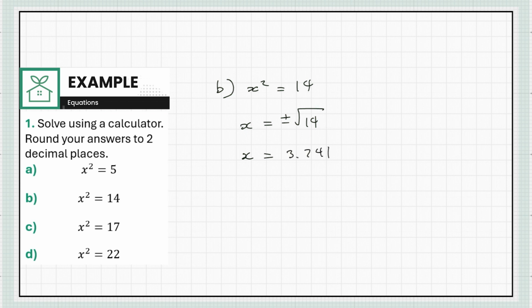Now, because of this, we're going to round it to its nearest second decimal place, which is here. Here's our critical digit. Our critical digit is a 1. Because of that, we're going to drop everything past this point. So we're left with x is equal to 3.74. Make sure we have that plus or minus out the front, and then we can write to 2 decimal places.